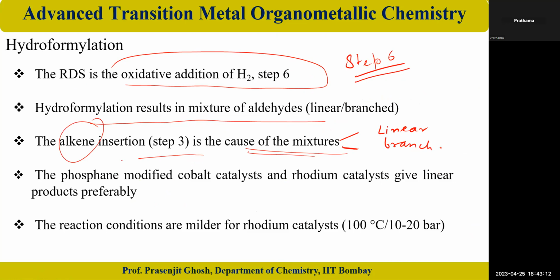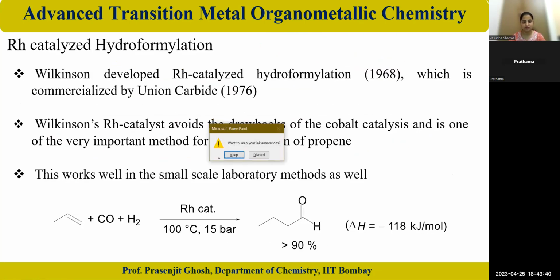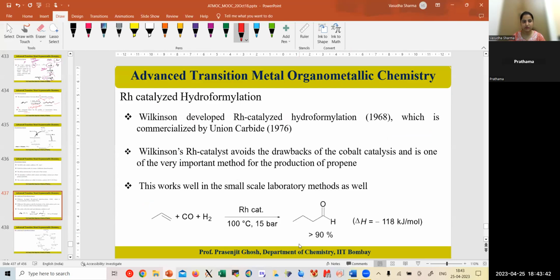Now we have a phosphine modified system over there. So the phosphine modified cobalt catalyst and rhodium catalyst give the linear products. So if we are particularly using these systems, then they will give you the linear products and no branched one over there. And the reaction conditions are relatively milder if we are using a rhodium catalyst. Here we are using the cobalt. Now we will see the rhodium catalyzed hydroformylation.